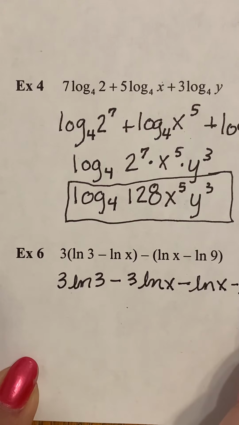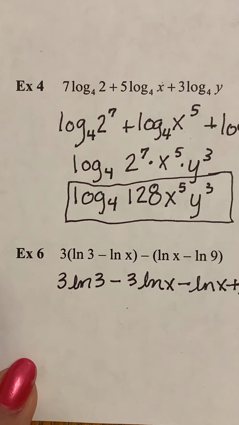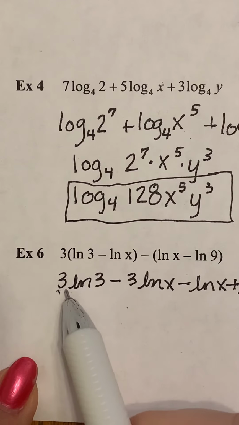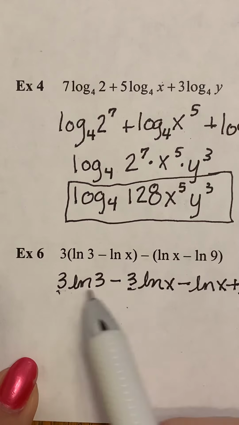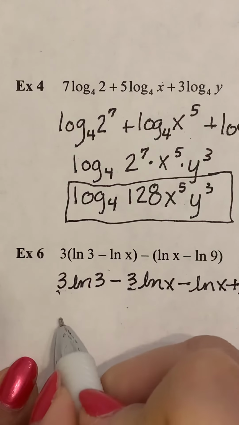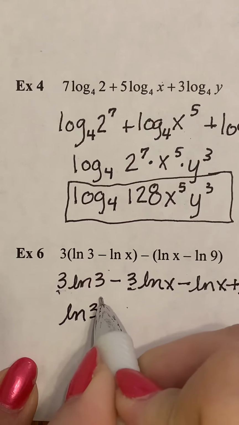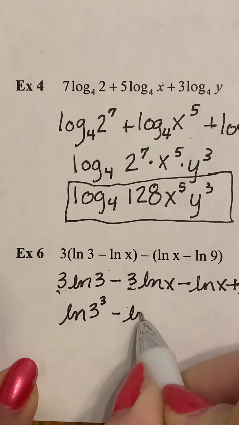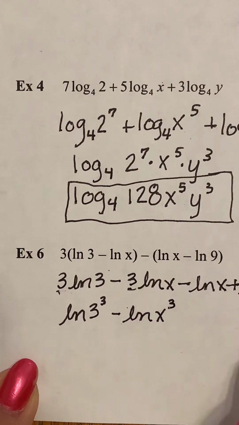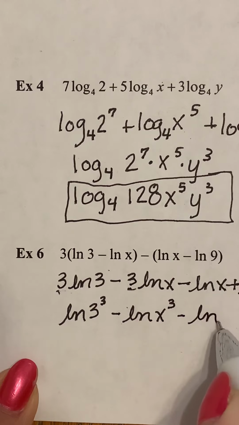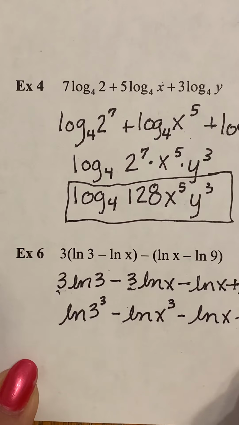Minus the natural log. Oops, that's not minus, it's plus. Natural log of 9. I know a lot of you are probably thinking, wait, that's plus. We got it fixed. Now I'm going to bring these coefficients that are in front up as exponents. So this is going to become the natural log of 3 cubed minus the natural log of x cubed minus the natural log of x plus the natural log of 9.